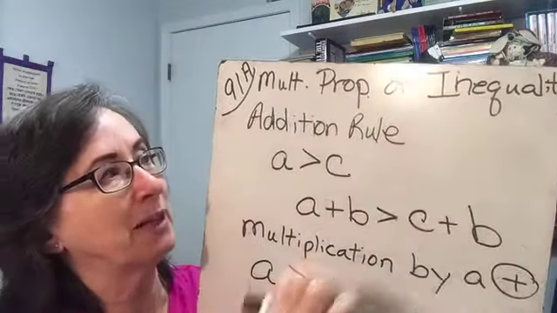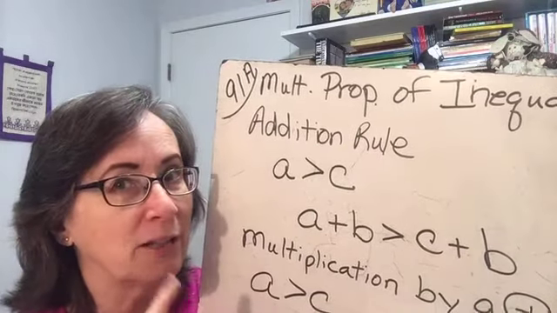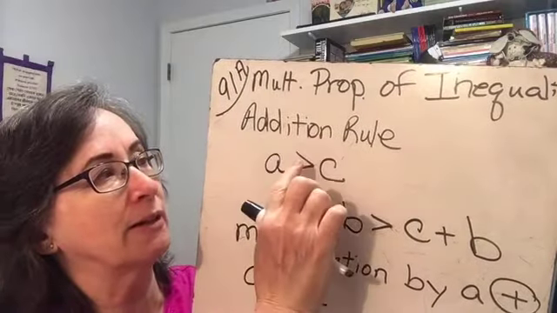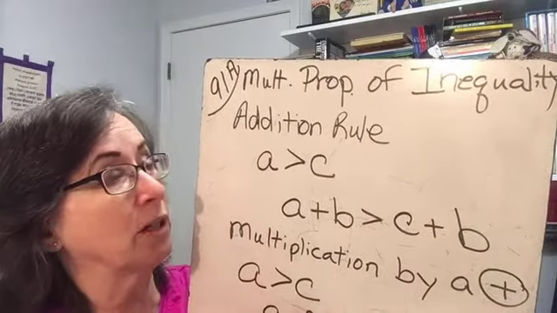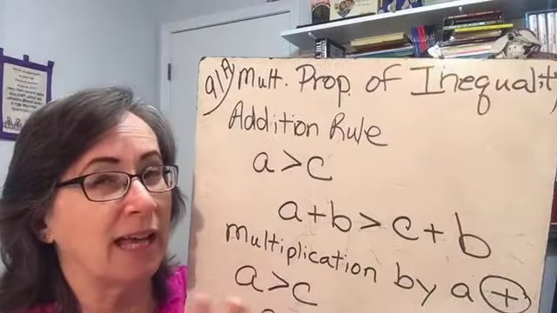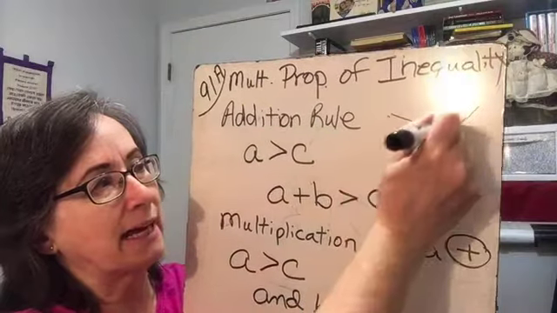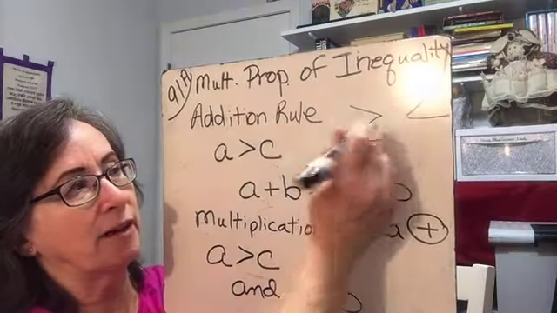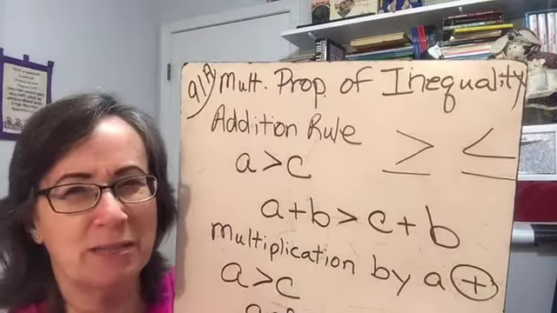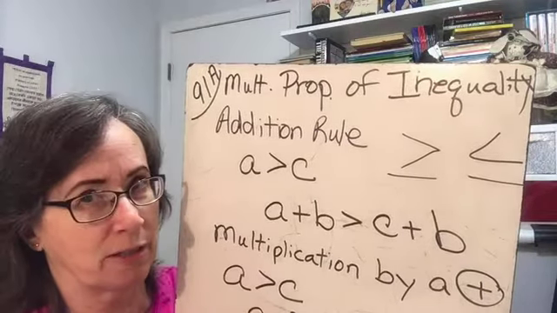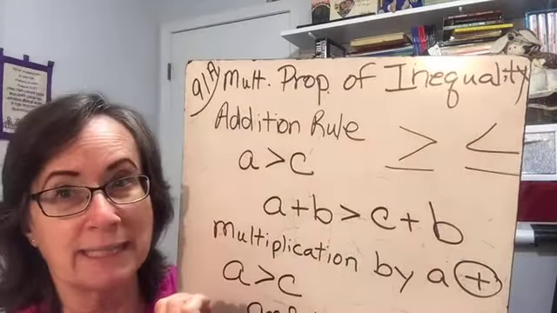So multiplication property of inequality is really cool. It's pretty easy if you remember one little trick. So when we're talking about the inequalities, instead of an equal sign in between, we have a greater than or equal to or a less than or equal to. Our inequality signs: greater than, less than, greater than or equal to, less than or equal to. And whenever we have those, it's almost the same rules as an equation, except for an exception that we have to remember.